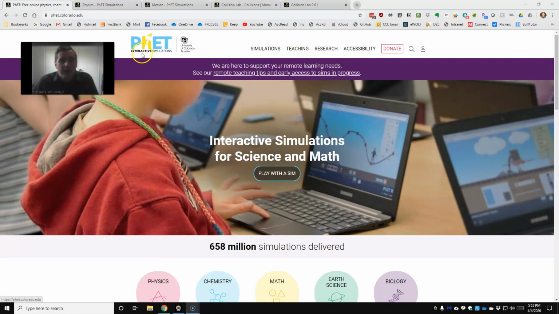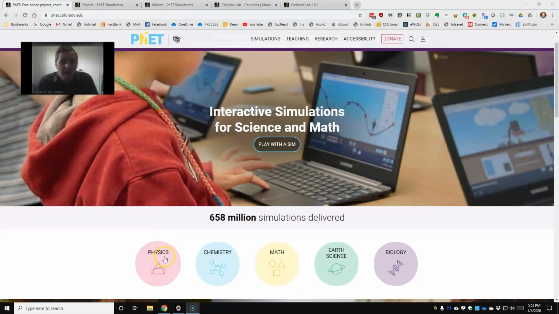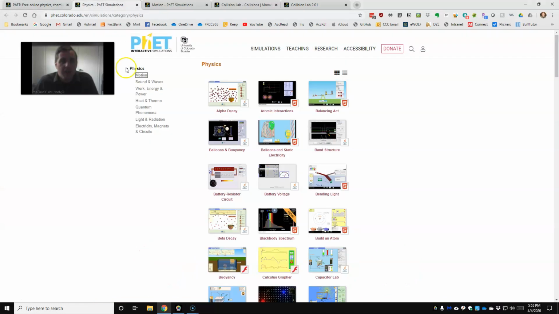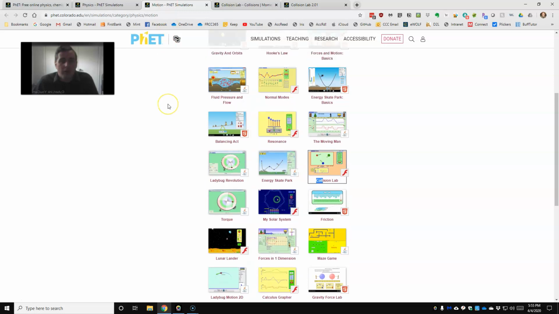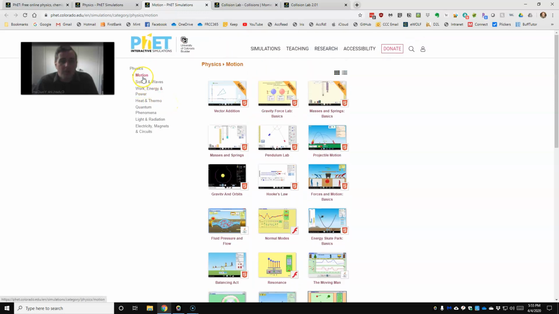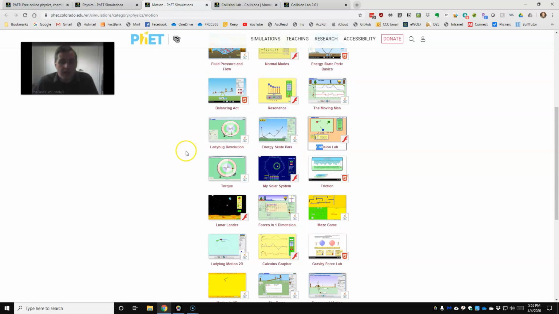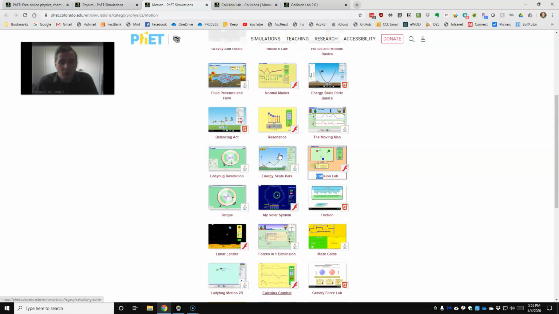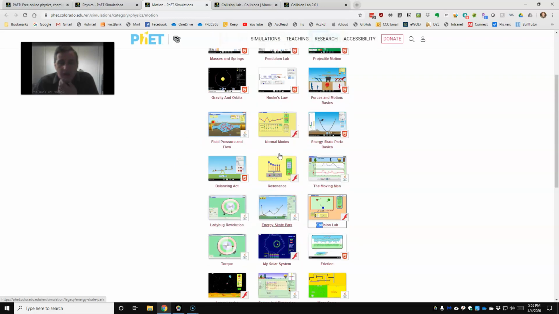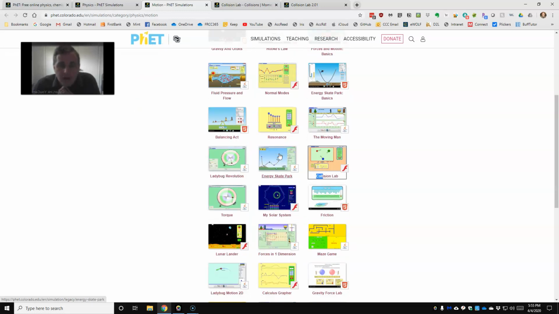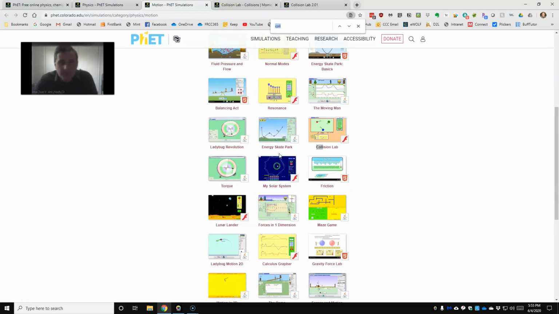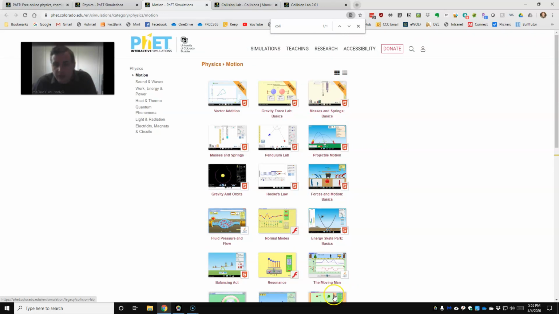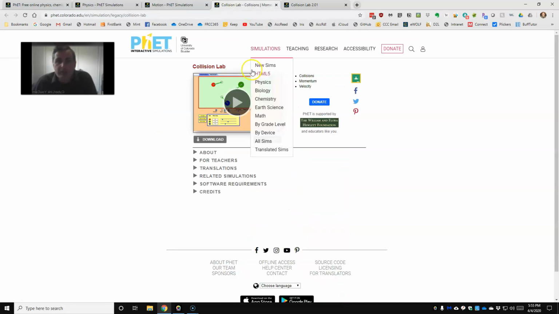So have a look at this website, PhET, which is Physics Education Technology, and we'll click on Physics, and that brings up this site. We'll click on Motion, and then under Motion here, we will scroll down and click on the one that says Collision Lab, so right here. Okay, so the Collision Lab is right here, and then it looks like this.